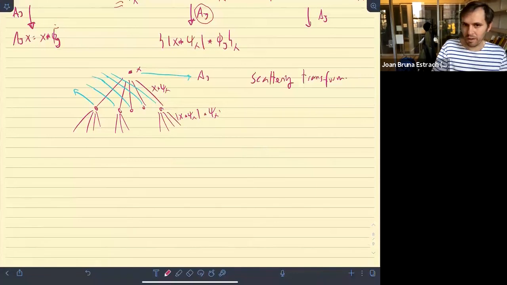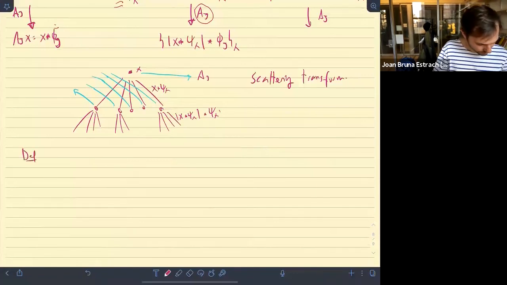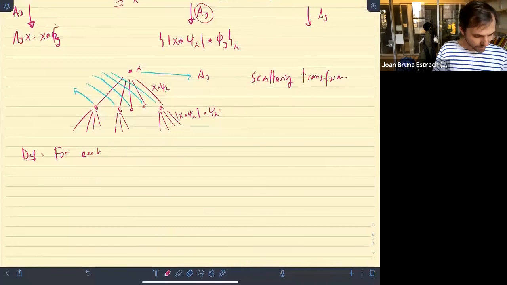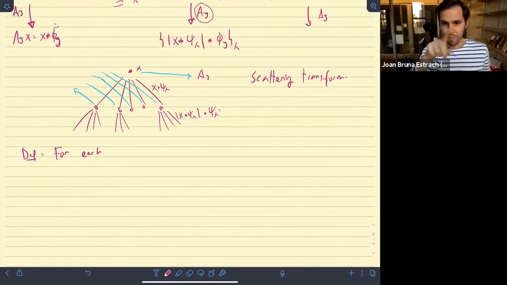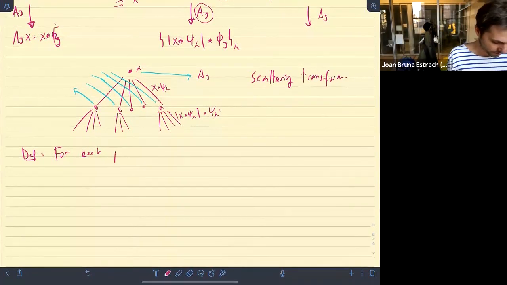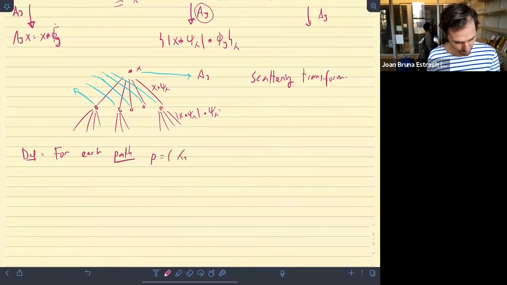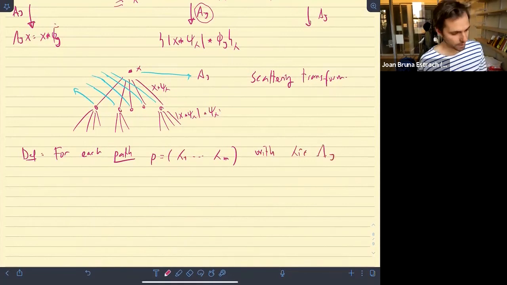Okay, so maybe as a more formal definition, we can define, like in this tree, we can continue this tree. The way we index this tree is by a path, following this tree. So for each path, we can index it by a sequence of bands with lambda i, that comes from the family of indices that we described last week.